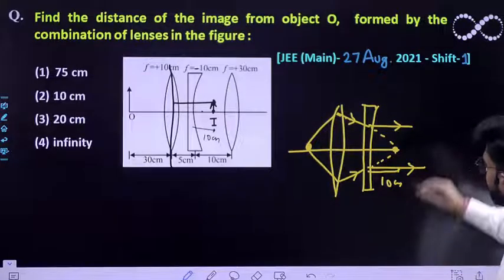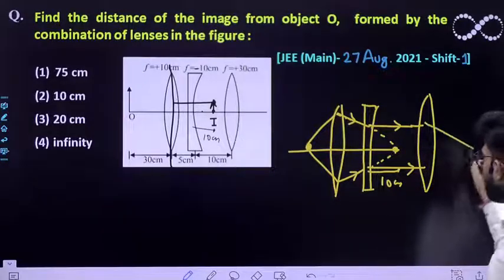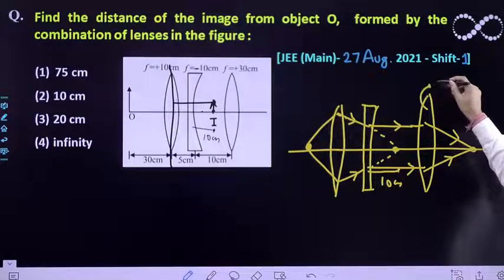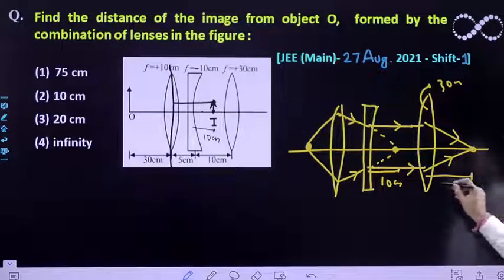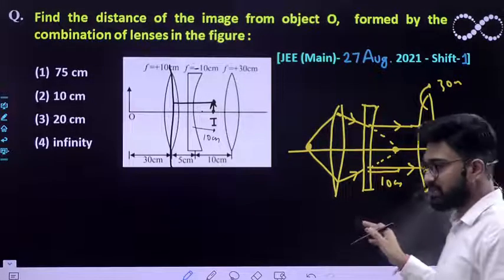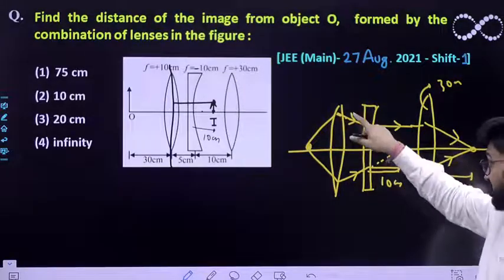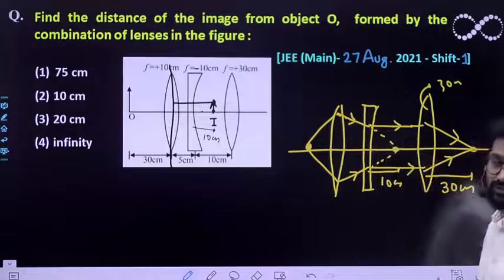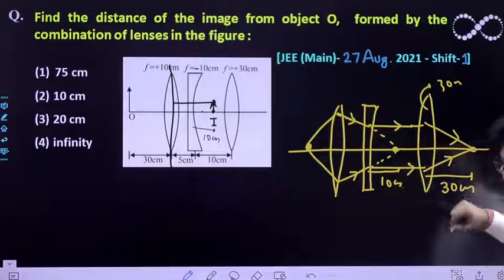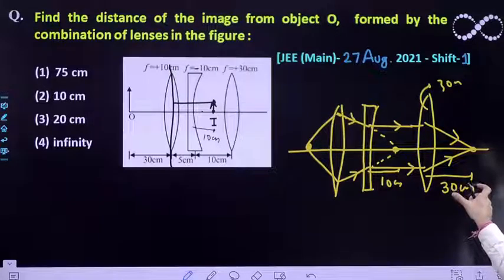Now for the third lens, if a parallel beam of light comes, it would always converge towards the focal length of this lens, which is 30 centimeter. So this distance must be equal to 30 centimeter, don't you think? So the whole thing is, if the light rays are directed towards the focus point, it would always go parallel, and if a parallel beam of light comes, it will converge towards its focus point. And the focal length is plus 30 centimeter.